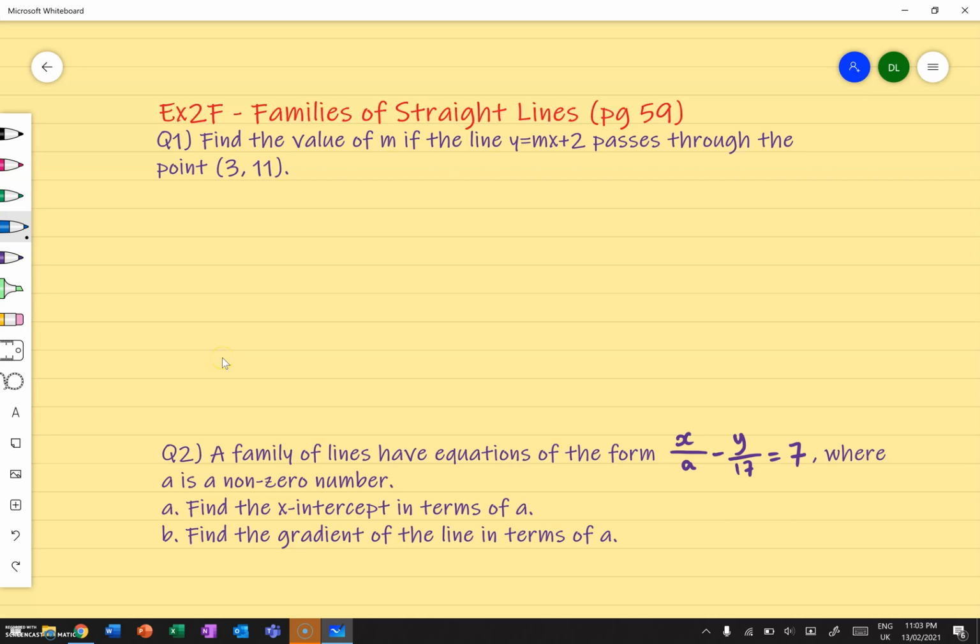Hey Year 11, today we're going through exercise 2F on families of straight lines on page 59 of your textbook. This one is actually a little bit interesting, a lot more application style, and it's just looking at how these lines relate to each other. Because when we're looking at the equations of lines, we're actually looking at families and how they're related.